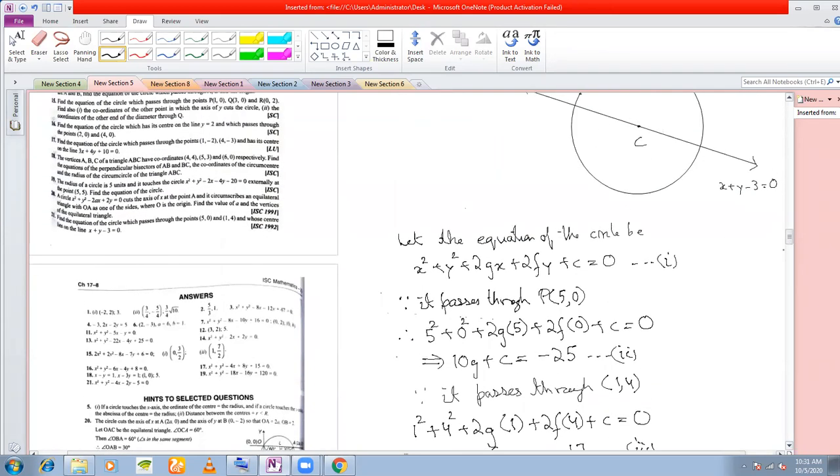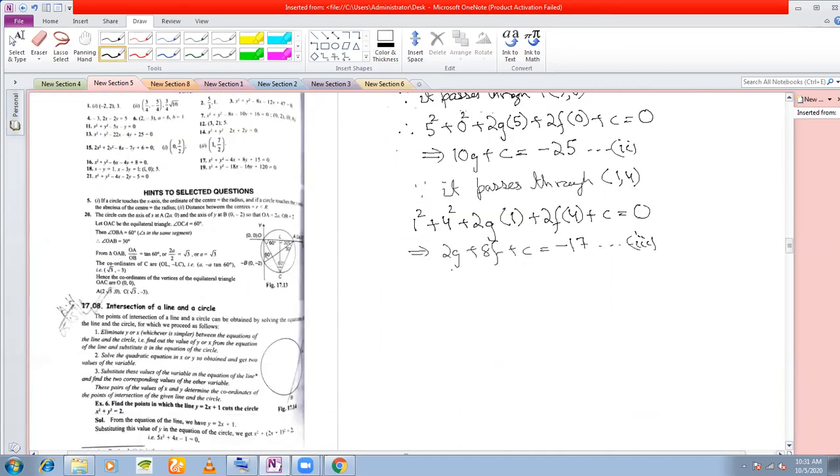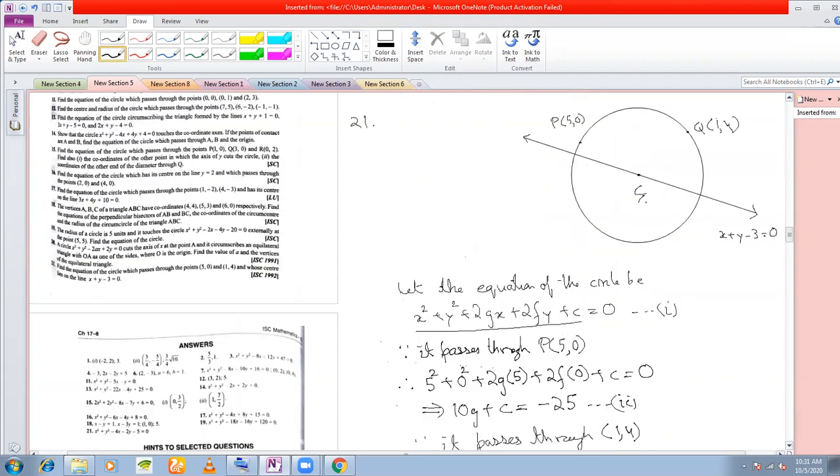You see that we have taken the equation of the circle as x square plus y square plus 2gx plus 2fy plus c is equal to 0. This is the general form. What is the center of the circle? Minus g, minus f, right? Coordinates of the center is minus g, minus f. So this center, minus g, minus f, lies on which line?